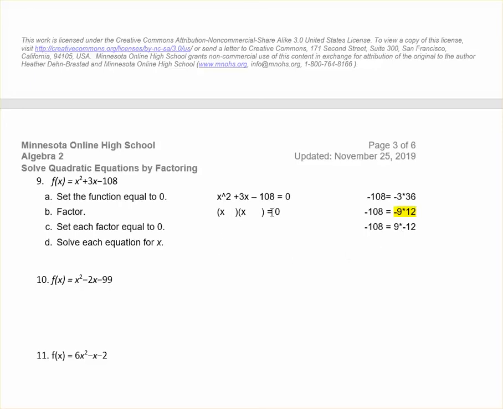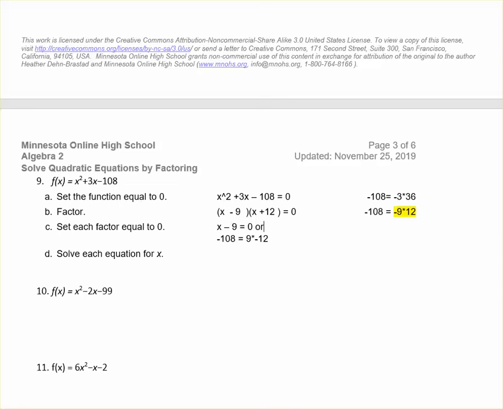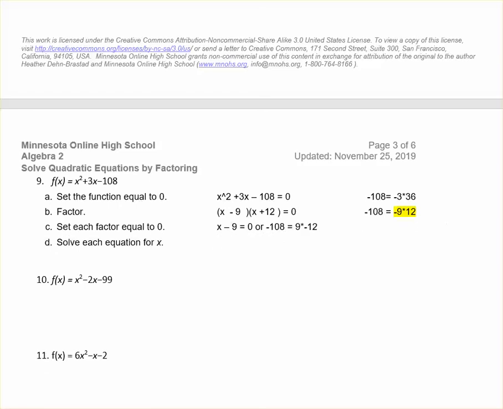So now I'm ready to put in the rest of my parentheses. This would be a plus 12. And I don't need all these spaces, but okay, now we're ready for C. Set each factor equal to 0. So that means x minus 9 equals 0, or the other one would be x plus 12 equals 0.